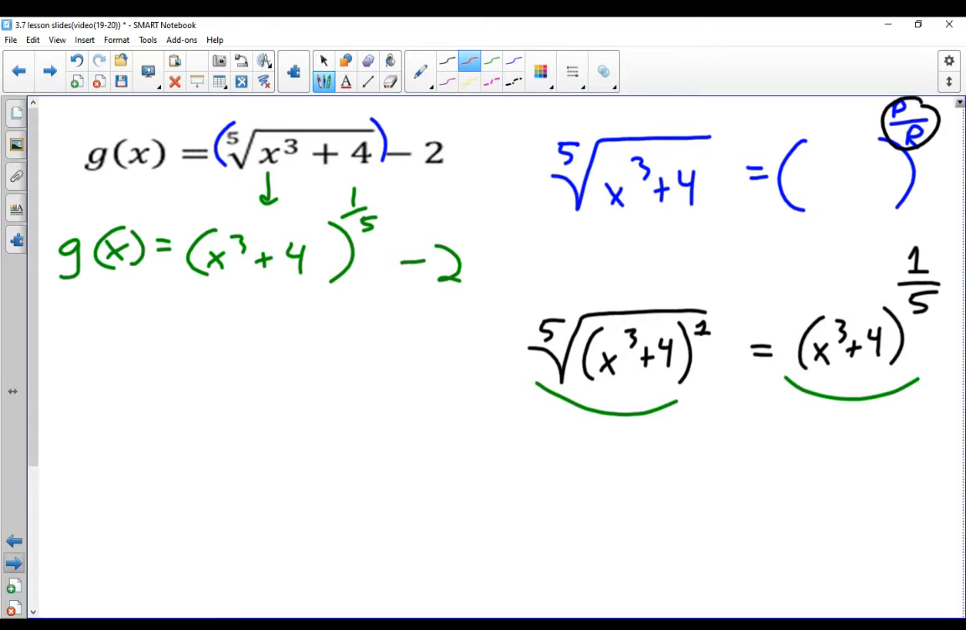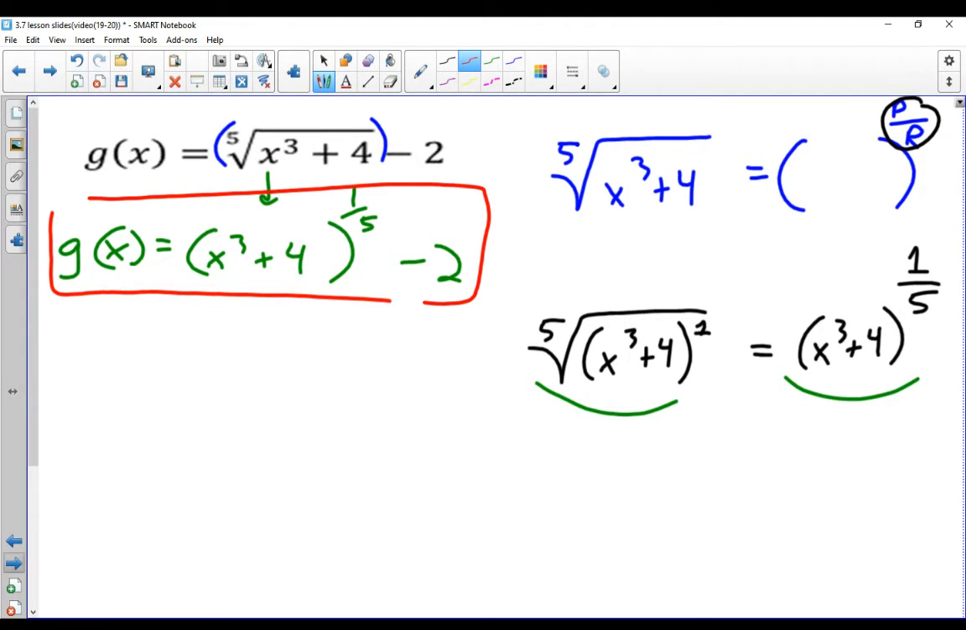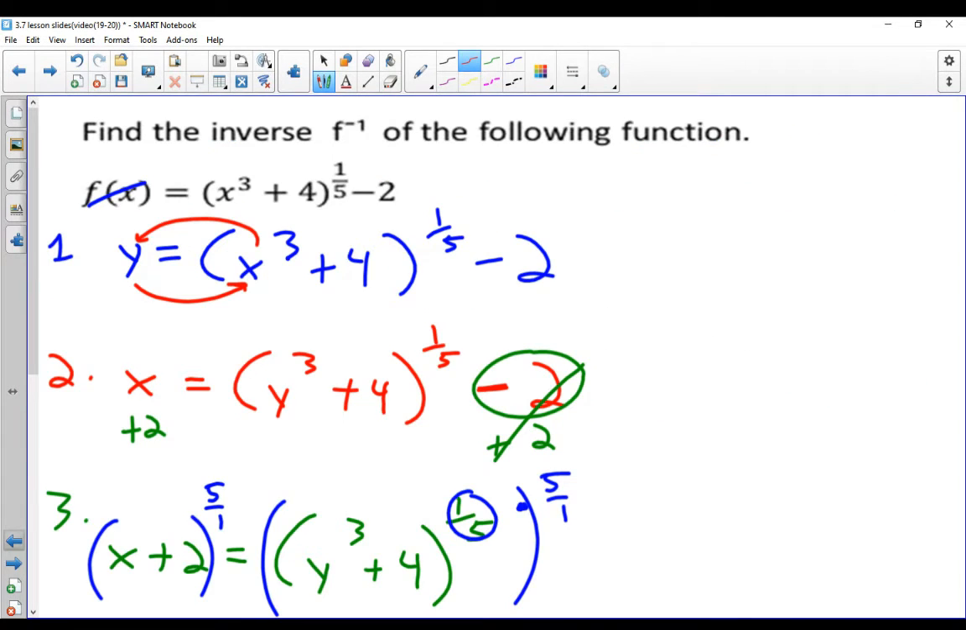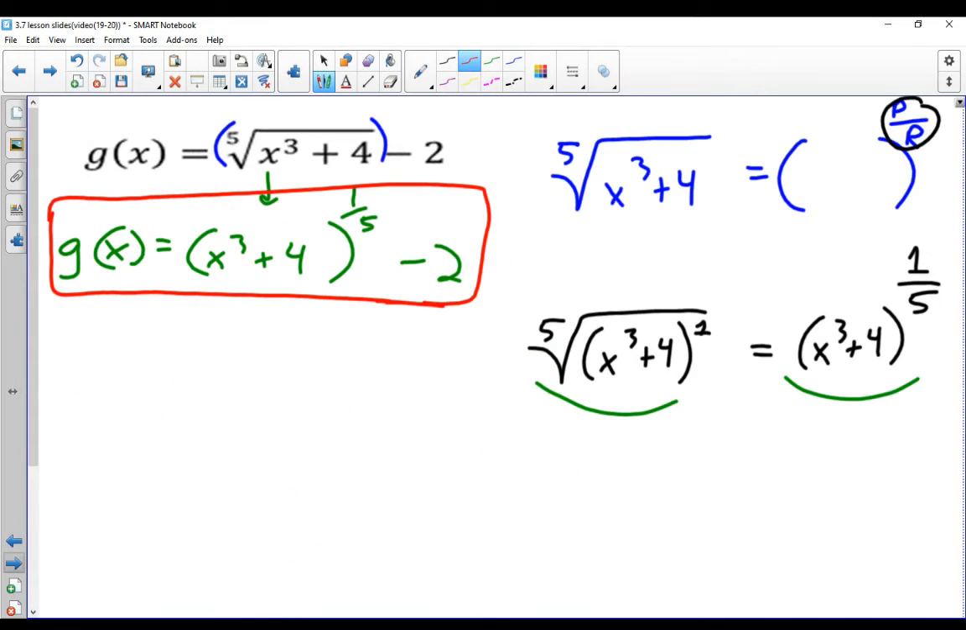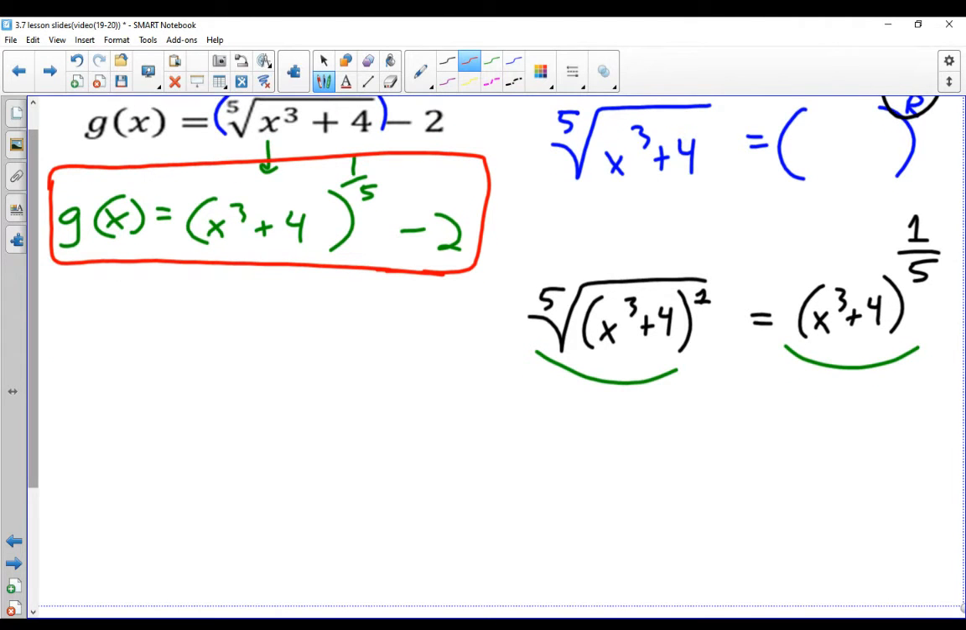All right, now check it out. Take a look at that equation, then take a look at the previous equation. x cubed plus 4 to the power 1/5 minus 2. x cubed plus 4 to the power 1/5 minus 2. Oh my goodness, it's the same as the last slide.